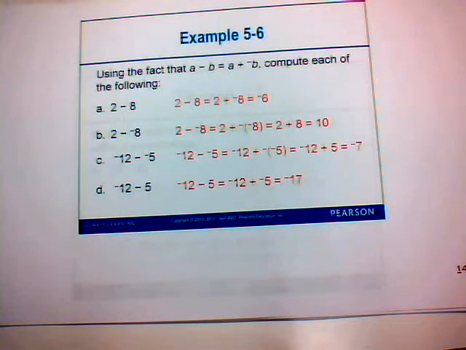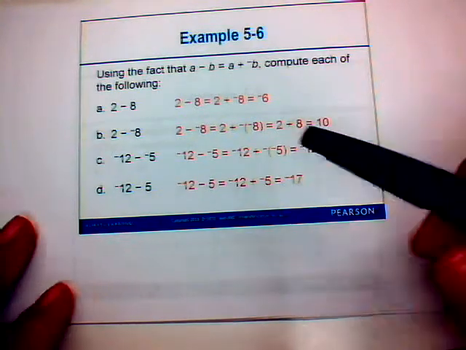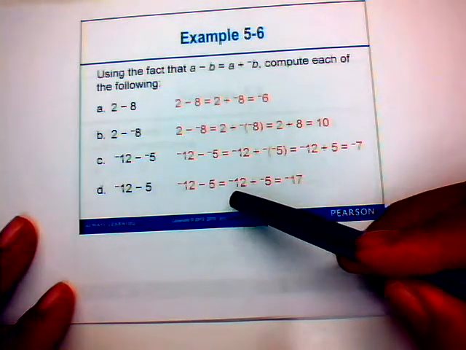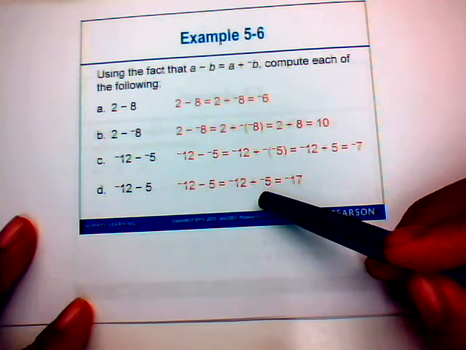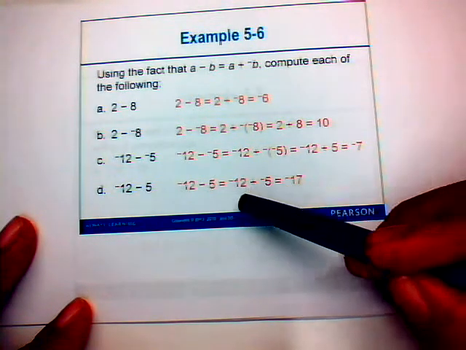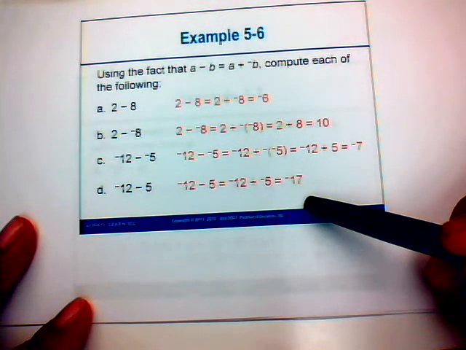If you have the same sign and you're adding, you keep the common sign and add the two numbers together. Like in this case right here, adding negative 12 to negative 5. You bring over the negative and then add 12 plus 5, which is 17.